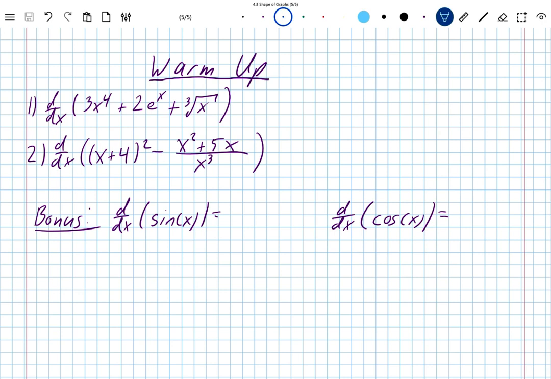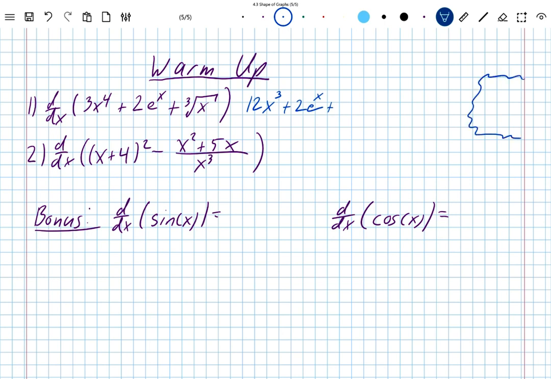3x to the fourth, the 4 comes down, multiplies the 3, and I get 12x. The 4 goes down by 1, and I get a 3. Plus, the 2 hangs out. It's a constant multiple. E to the x, the derivative of that is e to the x. Nice and easy. Plus, the cube root of x, little scratch work on the side here.